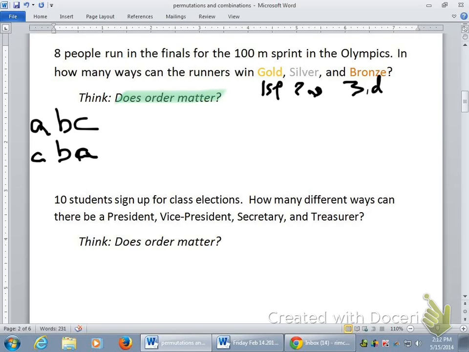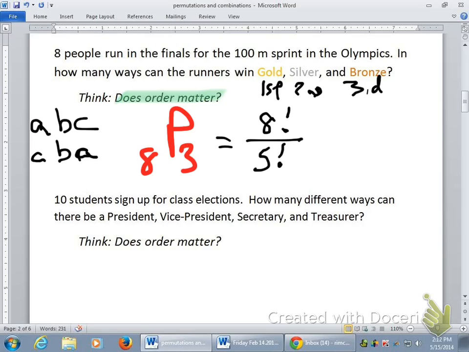Yes. If order matters, the first thing you write down is a permutation. P. So we're going to do a P. How many people are running in this race? 8. How many do we want? 3. So it's an 8 choose 3. Now it's just like those other problems. So we got 8 people divided by what goes on the bottom? 8 minus 3 is 5.